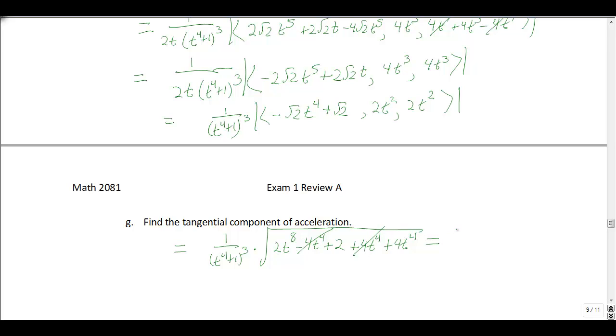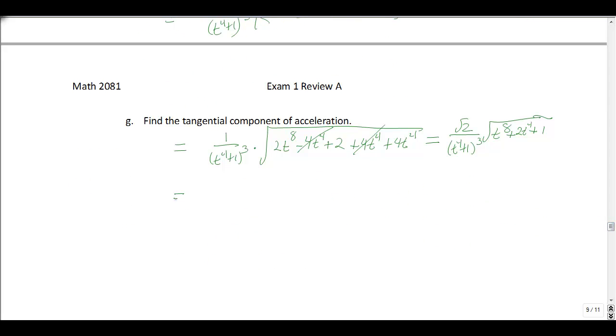I can pull out a 2 to come out as a square root of 2, over (t to the 4th plus 1) cubed. And what I'm left with under the square root is t to the 8th plus 2t to the 4th plus 1 after I factor out that 2. Note here what we get, so we have square root 2 over (t to the 4th plus 1) cubed. This thing inside the square root, that's (t to the 4th plus 1) squared.